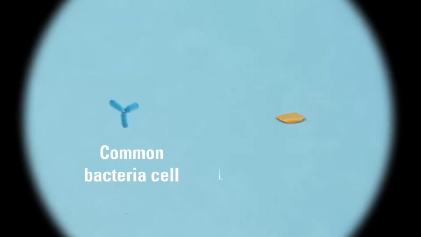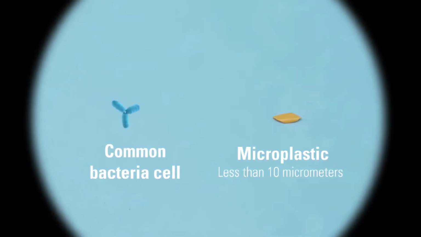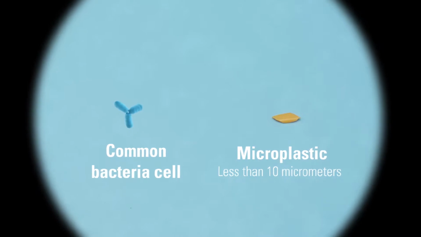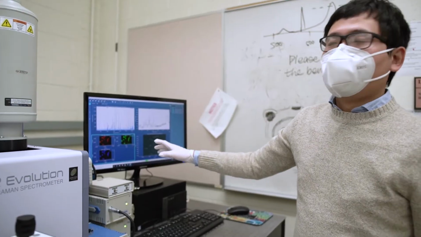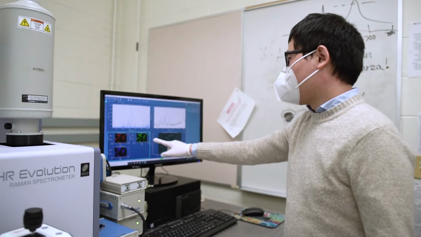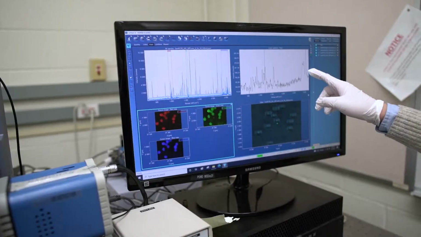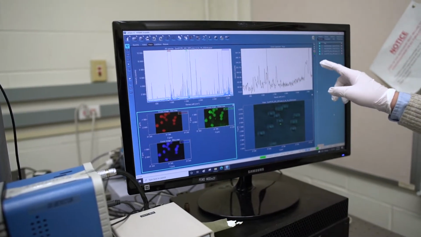What we care about here is very small microplastics. You can think of them as smaller than common bacterial cells. For nanoplastics, they're smaller than virus cells. The plastic itself is pretty inert because it's polymers, right? But sometimes the surface can get oxidized, which can capture or accumulate the pollutants in water and make it toxic.